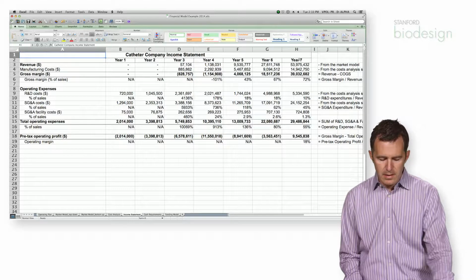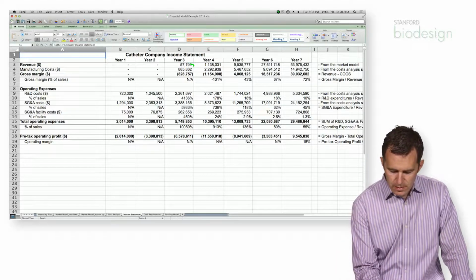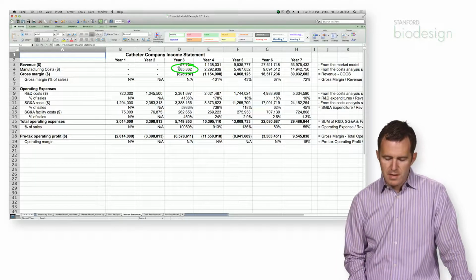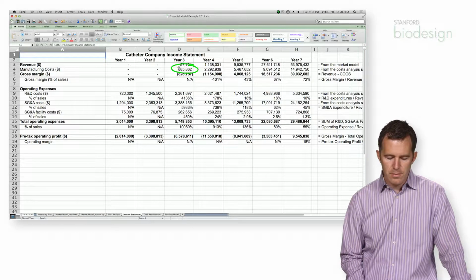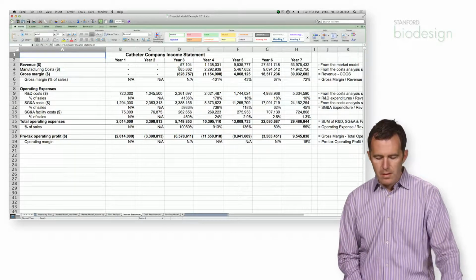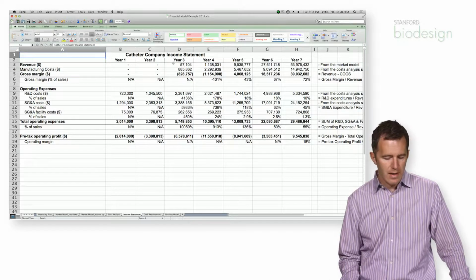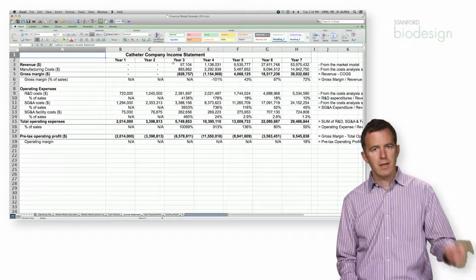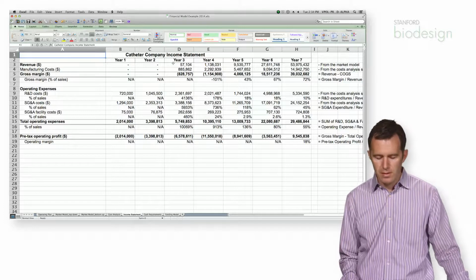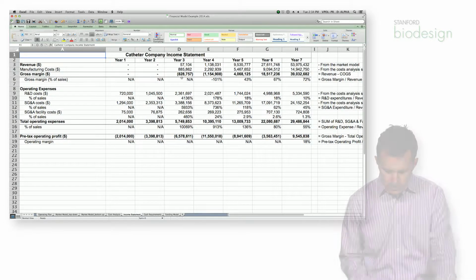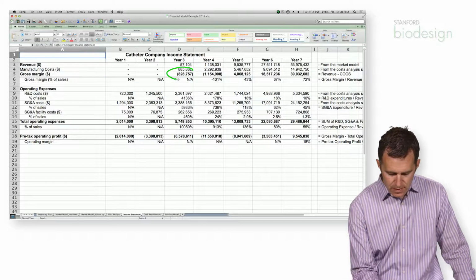The next line is the manufacturing costs line. So here's an example of our manufacturing costs from year 3. This number comes directly from the cost analysis spreadsheet when we looked at the COGS, or cost of goods sold, section. We use these two numbers to calculate the gross margin.